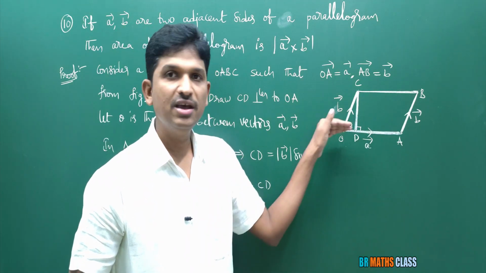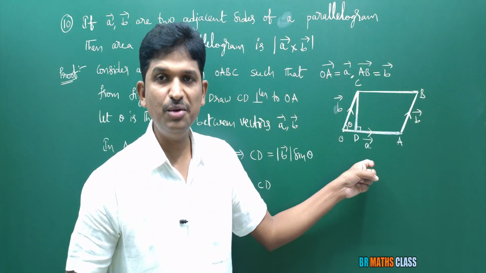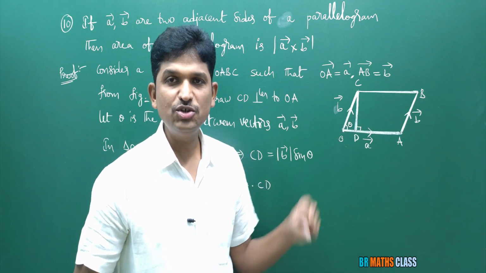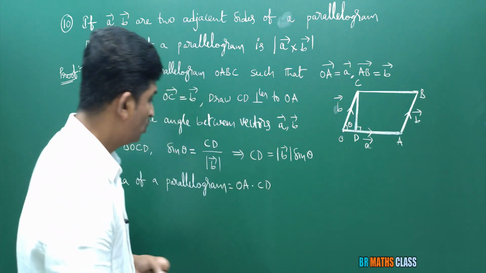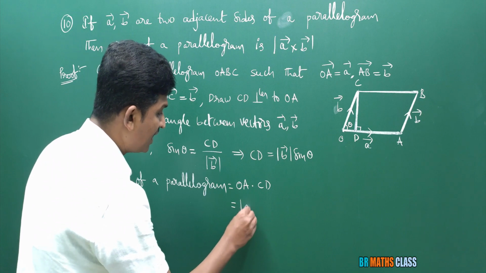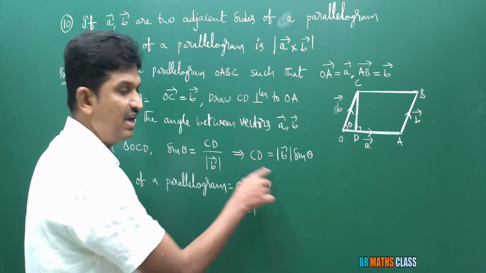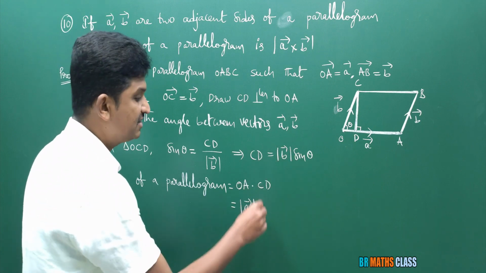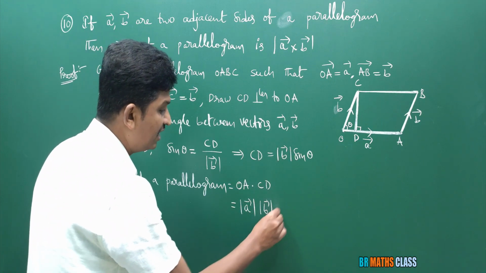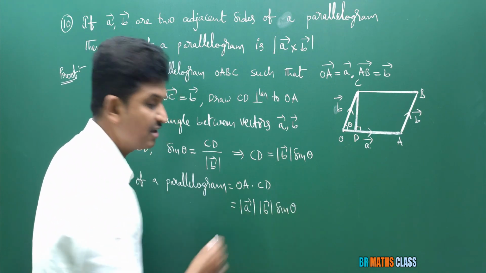You observe OA. The length OA is magnitude of the vector A bar. So this OA can be written as magnitude of A bar. What is CD? Just now we calculated CD. CD is magnitude of B bar into sin theta.